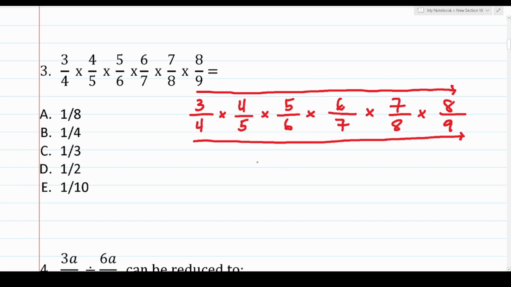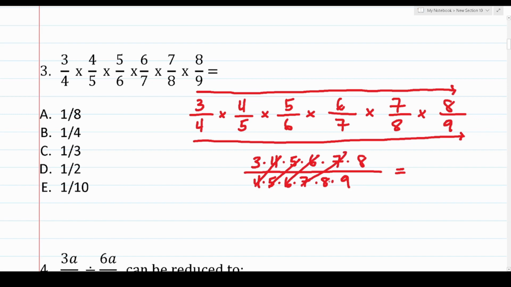In our numerator, we're going to have 3 times 4 times 5 times 6 times 7 times 8. And then in our denominator, we're going to have 4 times 5 times 6 times 7 times 8 times 9. Now, thankfully enough, this is pretty easy to reduce. We can reduce this 4 and this 4, this 5 and this 5, 6 and 6, 7 and 7, and 8 and 8. So this becomes 3 over 9.